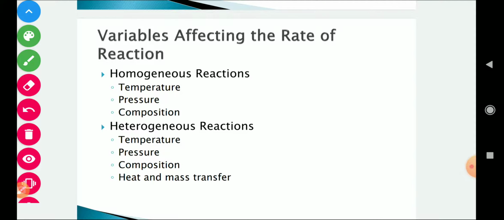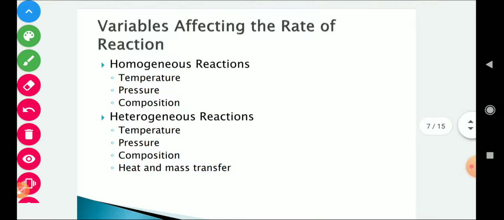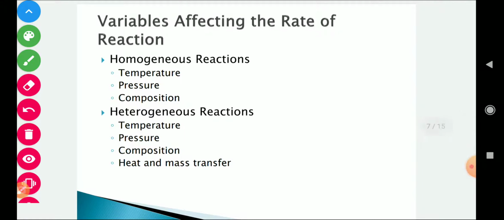So these are the parameters which affect the rate of the reaction. The homogeneous reactions are affected by the temperature, pressure and the composition of the reactant. And these are not the only parameters, there are other parameters also, like the surface area of the reactant, the contacting pattern, and many things which I explained in my previous slides.